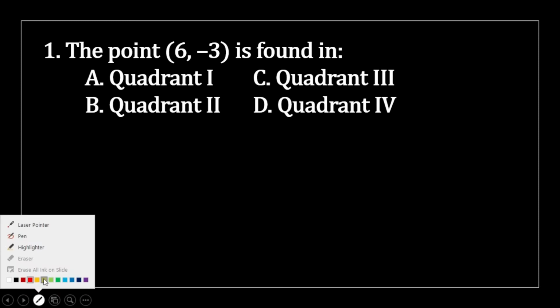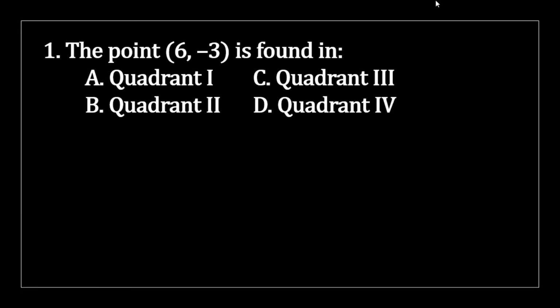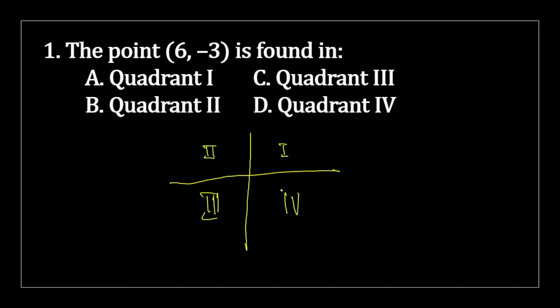Question number 1 for this tutorial. The point (6, -3) is found in what quadrant? So let's recall our basic understanding of quadrants. There are four quadrants, wherein quadrant 1 is here, and quadrant 2 is here, 3, and 4. The signs for quadrant 1 are positive, positive. The signs for quadrant 2 are negative, positive. For quadrant 3, negative, negative. And for quadrant 4, positive, negative.